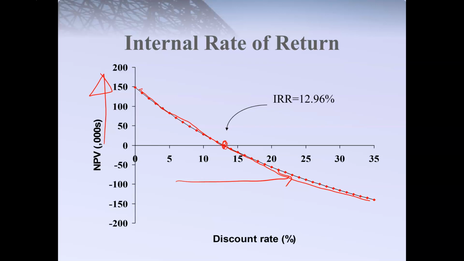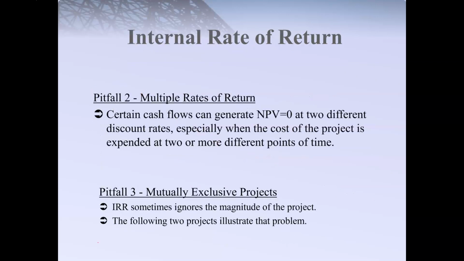So usually what happens is that when the market discount rate is less than the internal rate of return, like 5%, then the net present value of the project is also positive. So when there is a project that has a positive net present value, then the internal rate of return of the project is also greater than the discount rate. So usually the NPV and internal rate of return agree. The problem is that that's not always true. So we are going to go over two pitfalls of the internal rate of return.